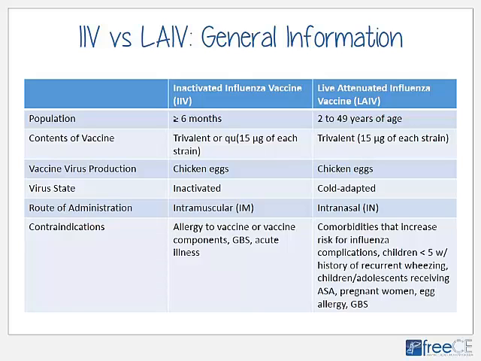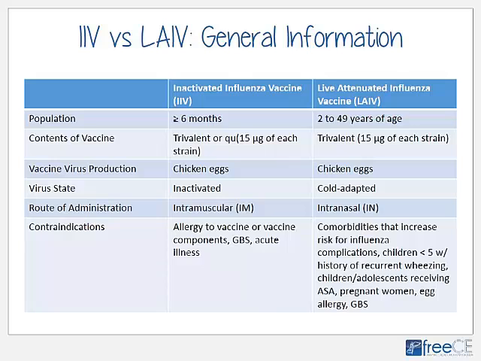In terms of contraindications, for our inactivated influenza vaccine product they are allergy to vaccine or vaccine components, Guillain-Barré syndrome, abbreviated GBS, or acute illness. You want to wait until your patient is well to receive the inactivated influenza vaccine product. With our live attenuated influenza vaccine product, you really want somebody who doesn't have any comorbidities. So you want a relatively healthy patient between the ages of 2 and 49.